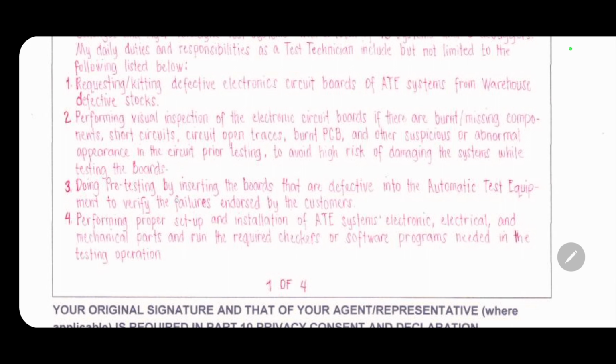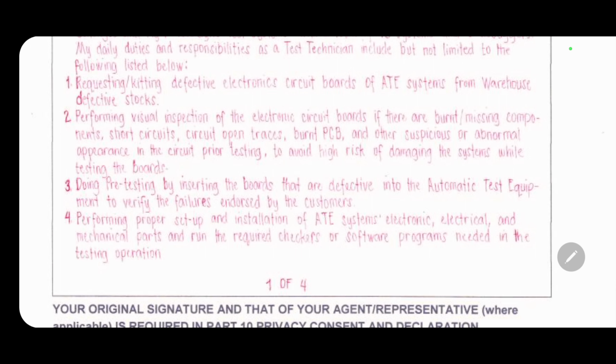Number 3, doing pre-testing by inserting the boards that are defective into the automatic test equipment to verify the failure endorsed by the customers. Number 4, performing proper setup and installation of automatic test systems, electronic, electrical, and mechanical parts, and run the required checkers or software programs needed in the testing operation.